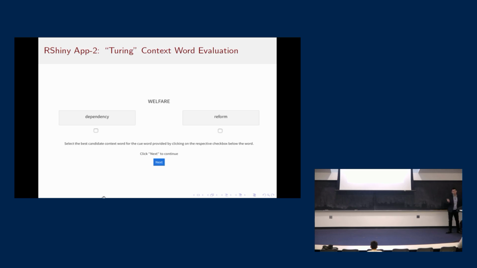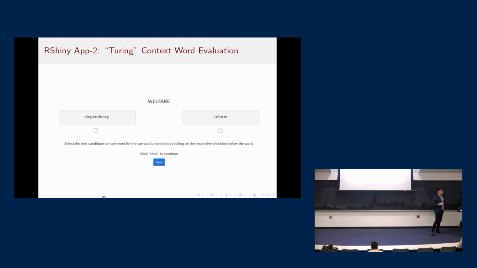Okay, and then in the second task, and these are separate human beings, we're going to ask people to choose. We're going to give them a keyword, and we're going to ask them to choose their preferred context word. Okay? Just want you guys to think about what you would choose in this context. Someone says the word welfare, and you have to say whether the closest word is dependency or reform.